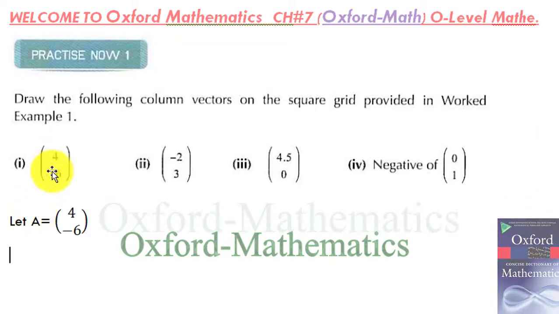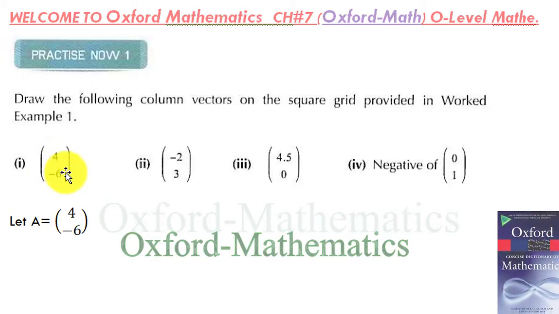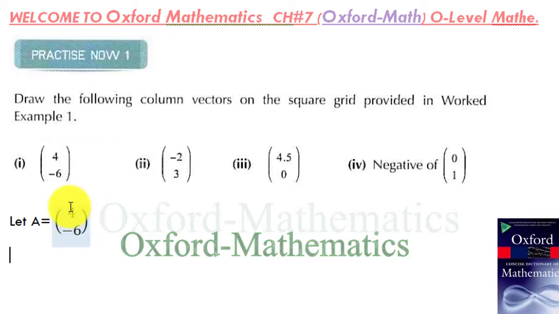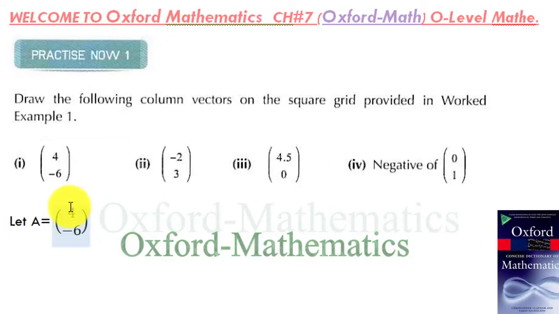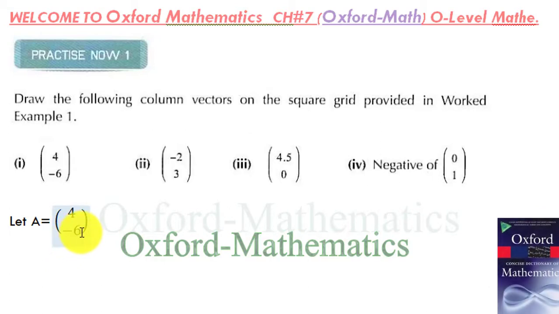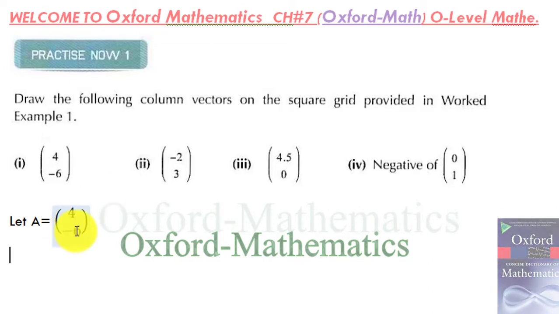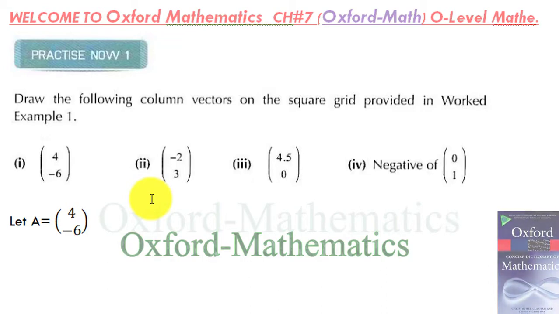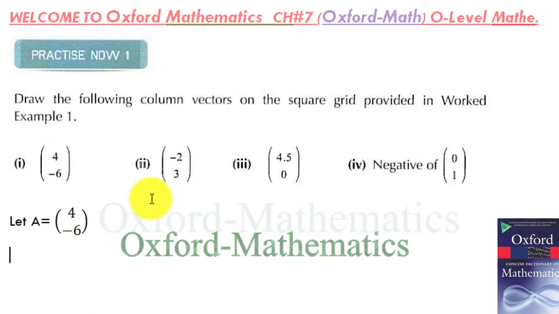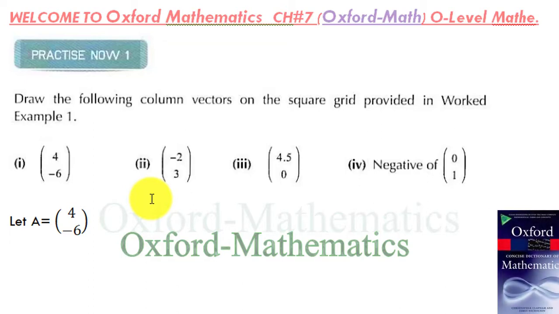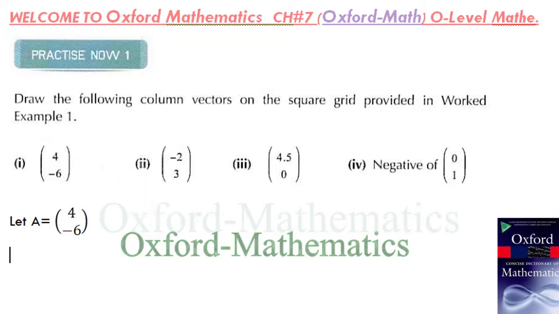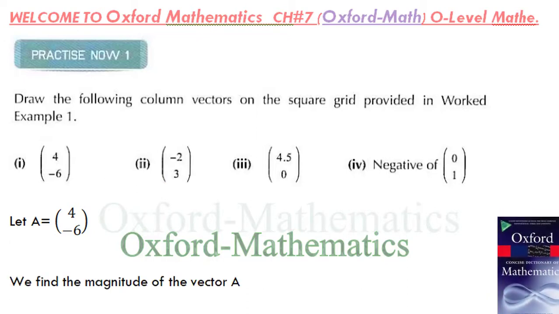Now let the first part, which is the vector A, (4, -6). 4 is the x-axis and -6 is the y-axis. 4 means 4 cubes from the graph, and -6 means along the y-axis in the negative direction. The direction shows downward, so y is negative. So now we can find its magnitude.